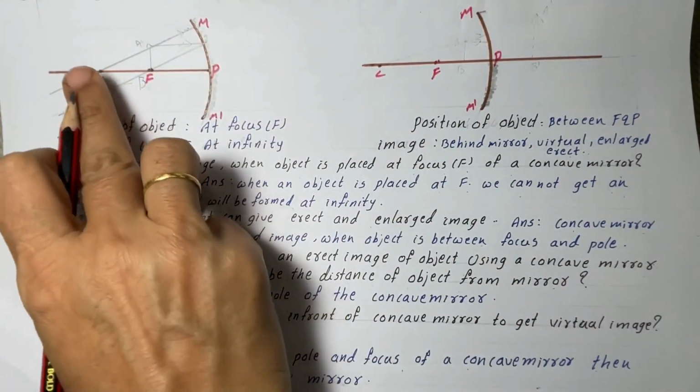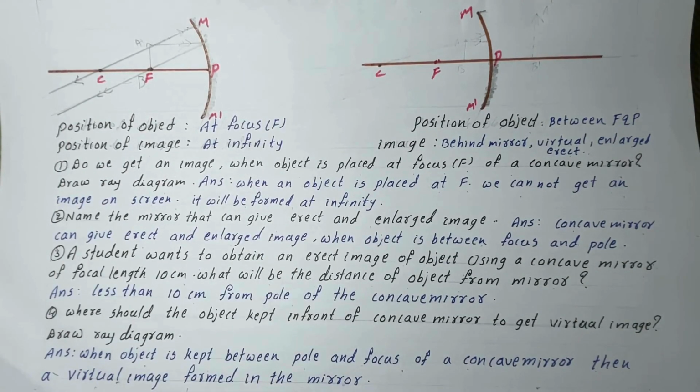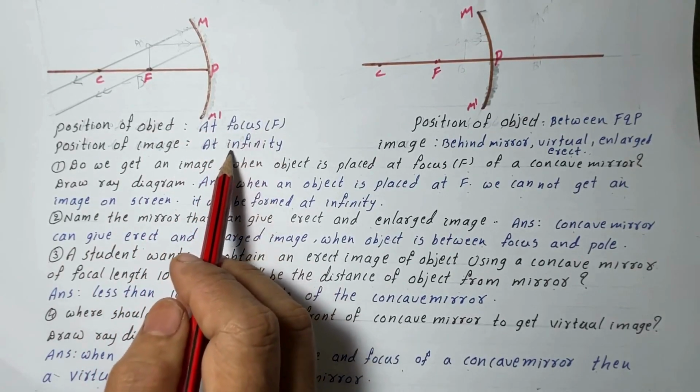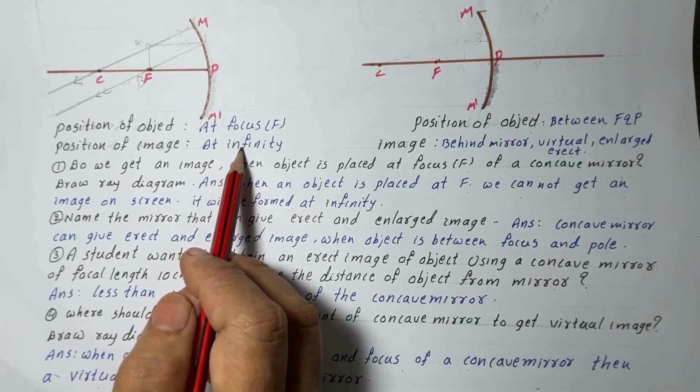These two are parallel rays. They cannot meet, so they cannot form an image. The image may form at infinity. So when the object is at focus, the image forms at infinity.